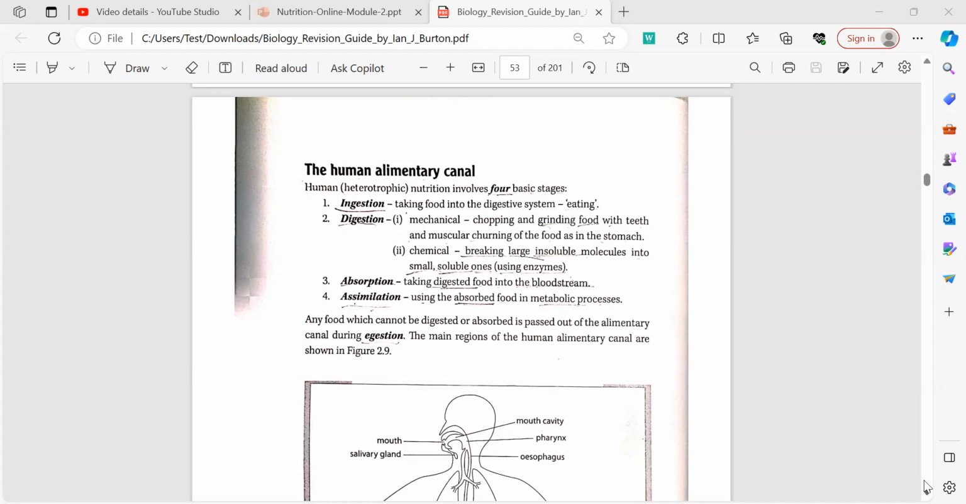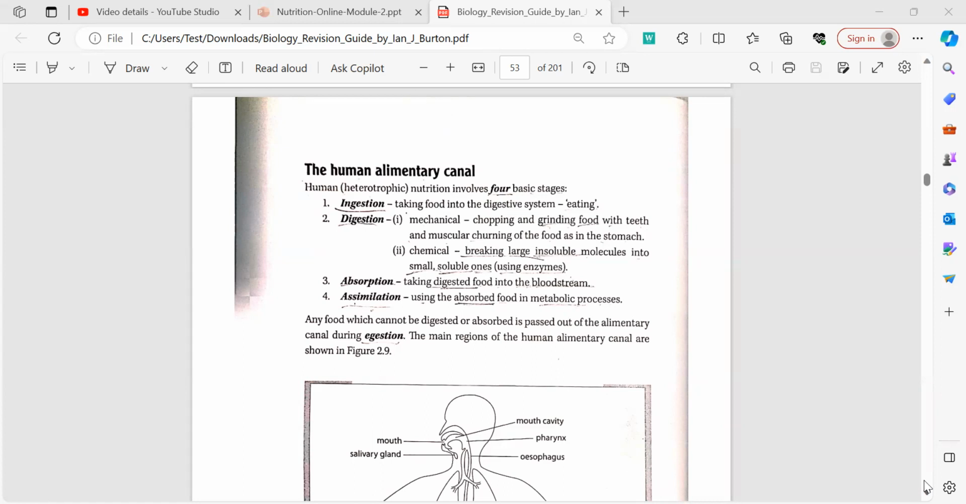The second is digestion. Now there are two forms. Mechanical digestion, in which you basically grind and chop the food with your teeth. To elaborate your concepts, I would just like you to know that the front of our teeth are the incisors, which just chop off the food, whereas the molars are the teeth which help us to grind the food. Now, the chemical digestion is by saliva.